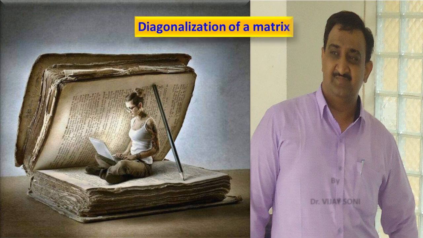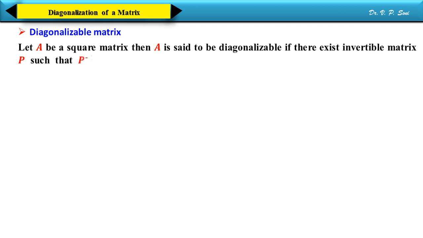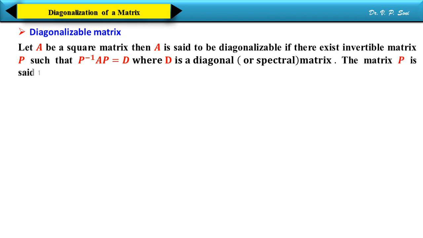Friend, today we learn about diagonalization of a matrix. Diagonalizable matrix: let A be a square matrix, then A is said to be diagonalizable if there exists an invertible matrix P such that P inverse AP equals D, where D is a diagonal or spectral matrix. The matrix P is said to diagonalize A.